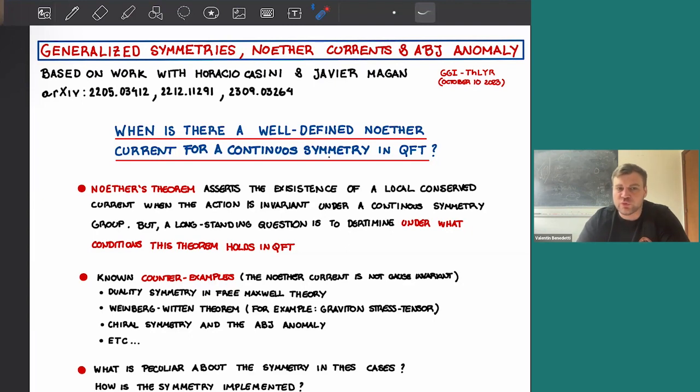And the question we want to ask is, when is there a well-defined Noether current for a continuous symmetry in quantum field theory? At first, this question might seem a bit naive, as one would say that Noether's theorem asserts the existence of a local conserved current when the action is invariant under a continuous symmetry group. But it's a long-standing question in QFT to determine under what conditions this theorem actually holds.